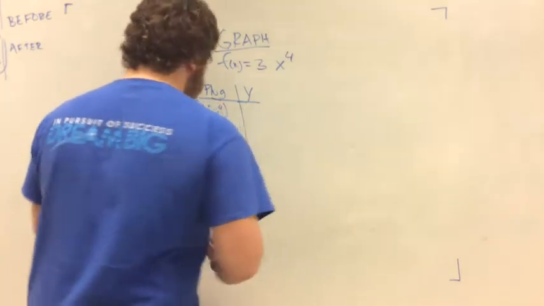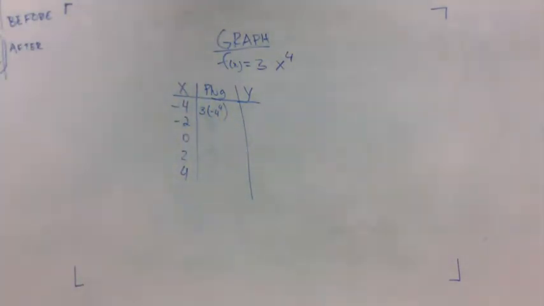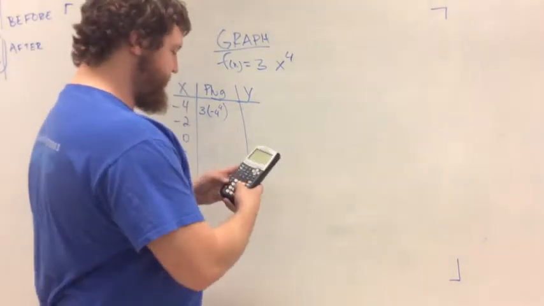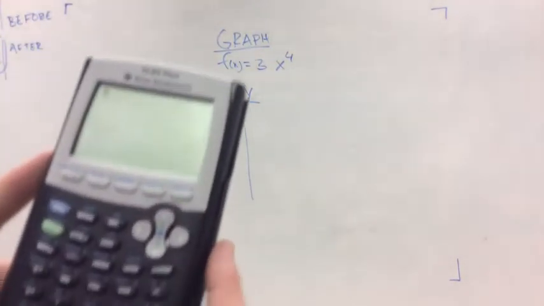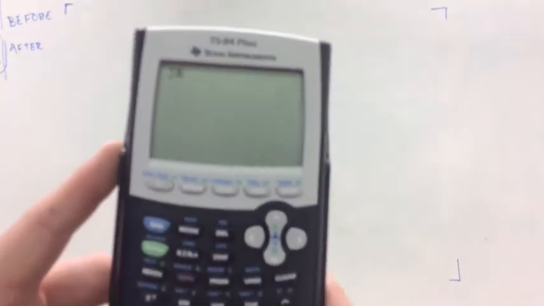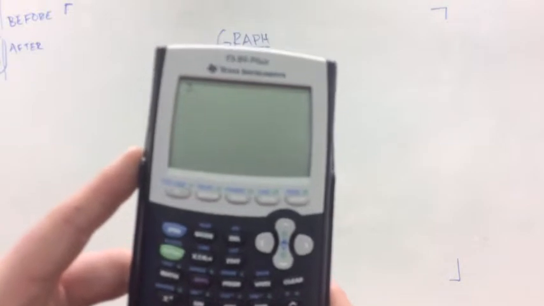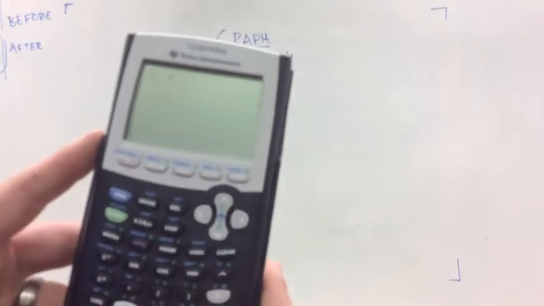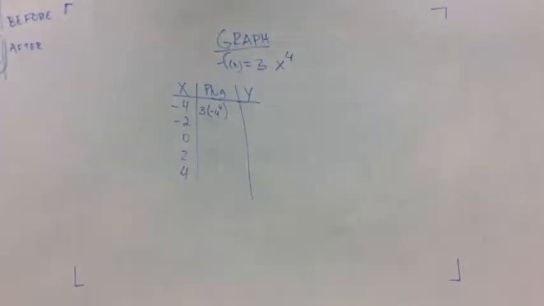Oh, shoot, I don't know. We're going to put it in the calculator. So if I do 3 times -4 to the 4th. Wow, that's not right. Yes, it is. It's going to be positive. So I get 768.